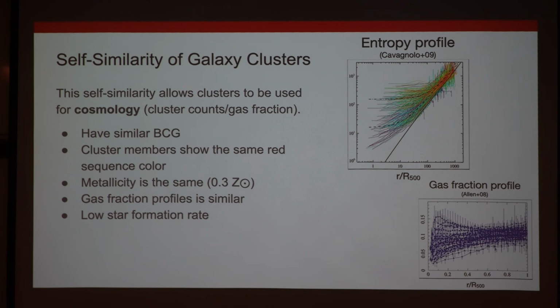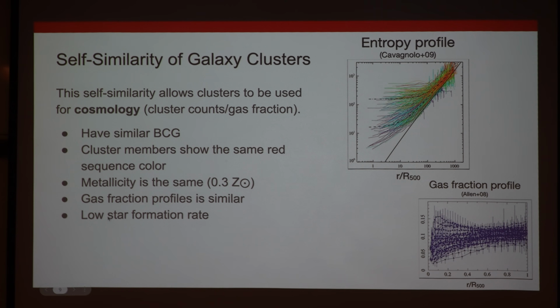And then you can see that near the outskirts, usually the gas fraction is roughly the same in almost all the clusters. And a similar thing also happens for the entropy profile. I will talk a lot about the entropy profile later, but what I'm trying to explain here is that almost all the clusters have pretty much the same outskirt properties.